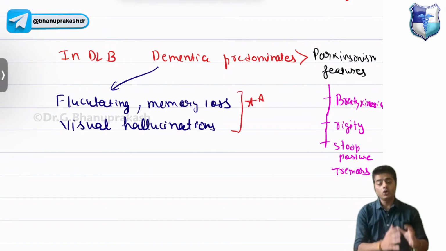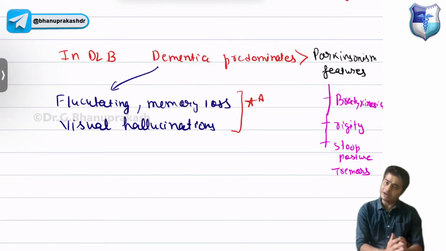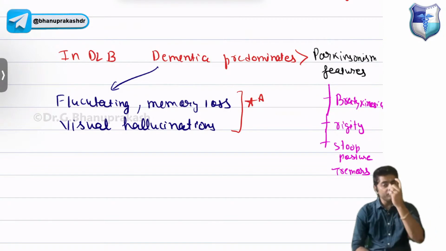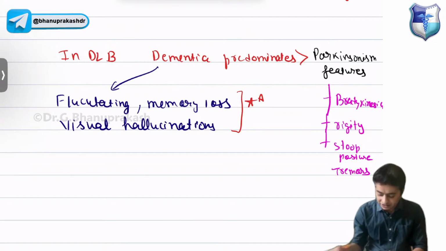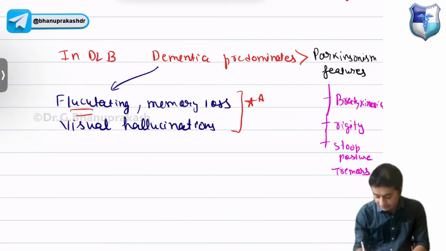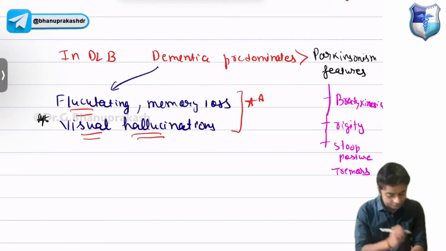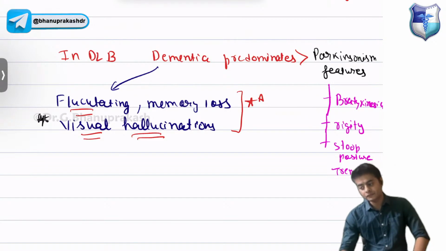So there is a patient who has Parkinson features as well, because maximum Parkinson patients suffer from subcortical dementia. But if there is a patient in which dementia is predominating over Parkinson features, then it is your diffuse Lewy body dementia, and this dementia is fluctuating type, and there is presence of visual hallucination, which are characteristics of diffuse Lewy body dementia.